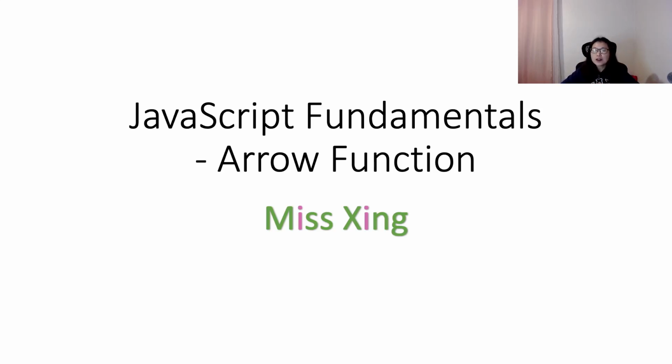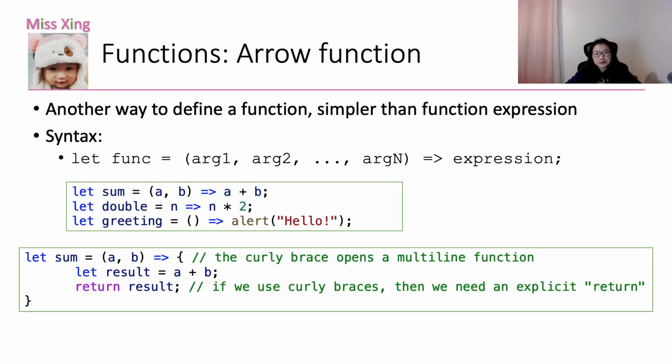And this video will cover the last way to define a function inside JavaScript, which is an arrow function. Some people who learned Java before, Java has a lambda and JavaScript has an arrow function, also called fat arrow, okay? Because you will see the arrow is a little bit fat. This way is another way to define function, which is simpler compared with function expression. Okay, the syntax is like this way.